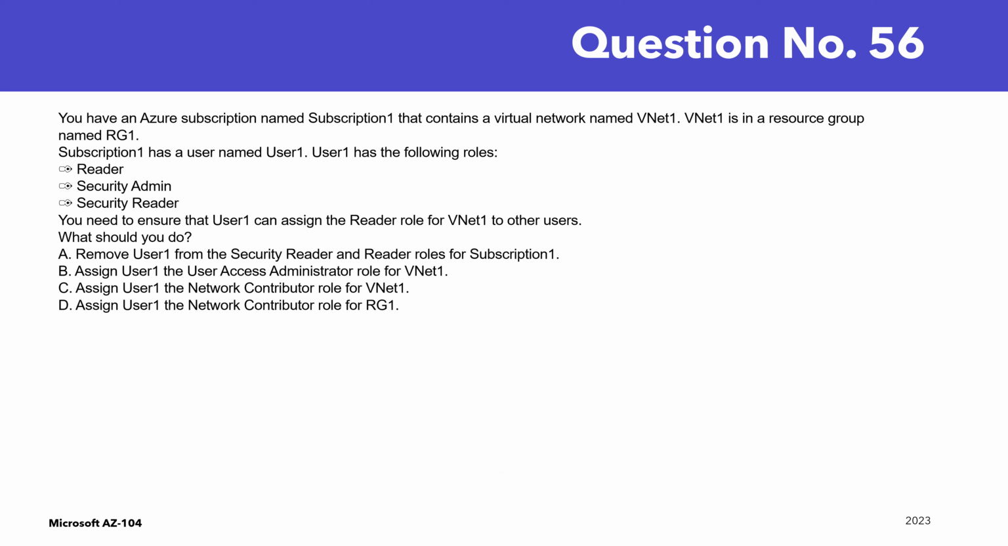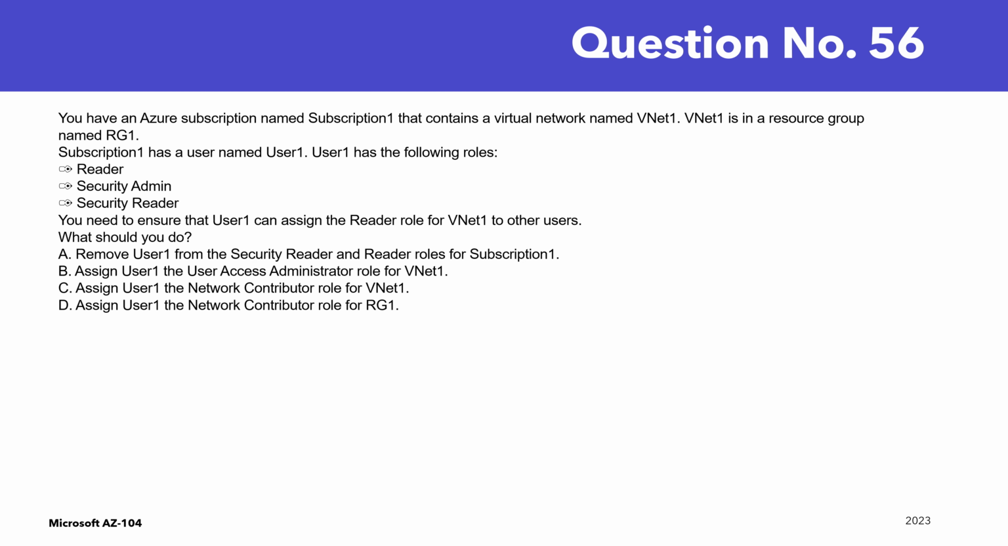You have an Azure subscription named Subscription 1 that contains a virtual network named VNet1. VNet1 is in a resource group named RG1. Subscription 1 has a user named User1. User1 has the following roles: Reader, Security Admin, Security Reader. You need to ensure that User1 can assign the reader role for VNet1 to other users.